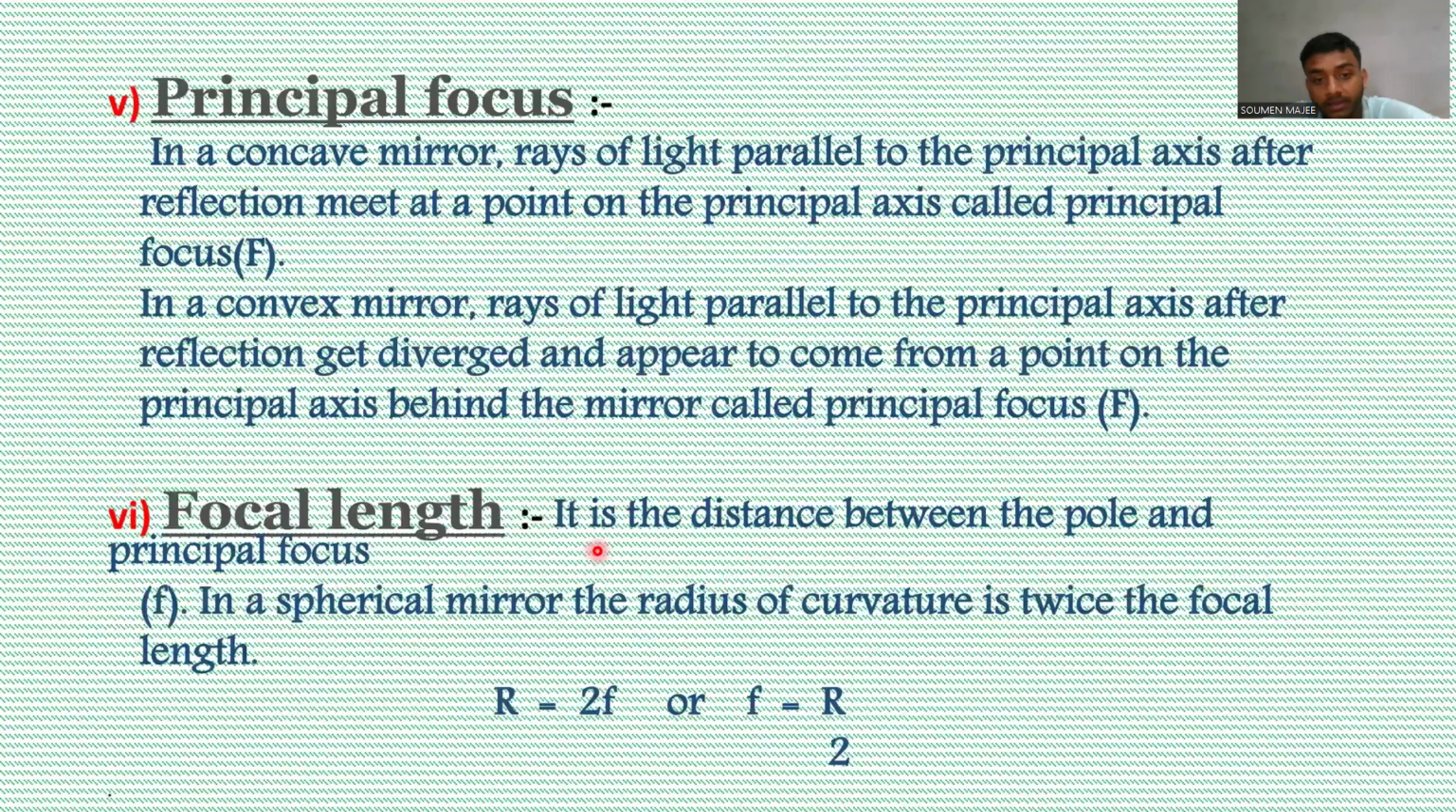What is focal length? Focal length means a length. This length is also between two points: one is your pole and another is your focus. So the distance between the pole and the focus is called focal length. Focal length is represented as small f. And here is a relation between the radius of curvature, that is capital R, and the focal length, that is f: R is equal to twice f. That means you can write f is equal to R by 2. So your radius of curvature is twice the focal length.